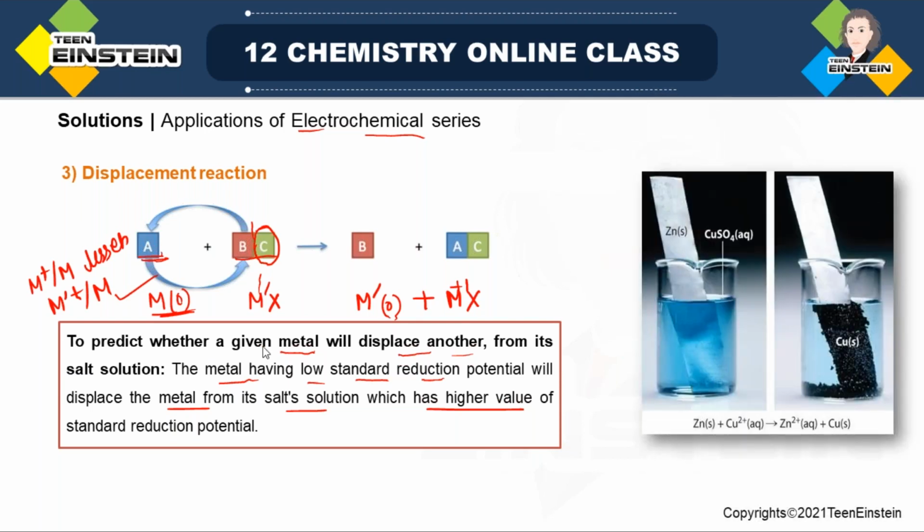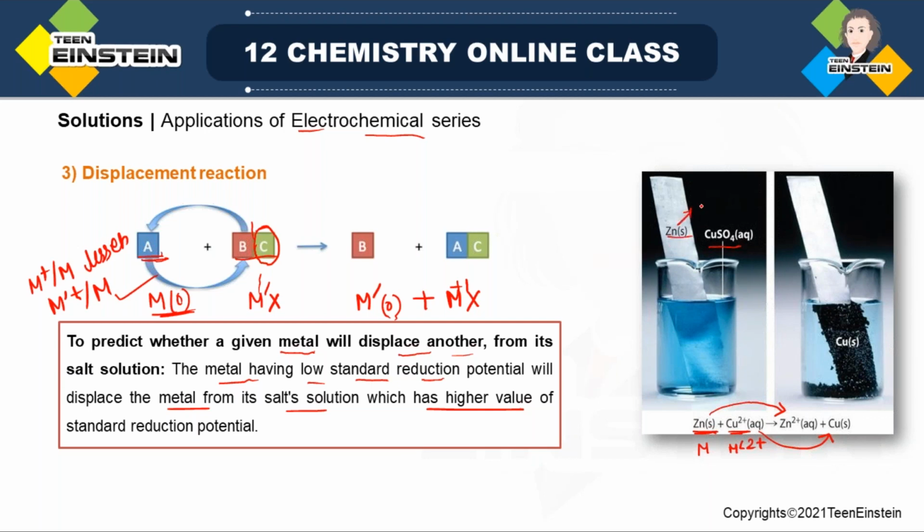Now if we look at the reaction example, we have started from zinc and Cu2 plus. So here this is M and this is M prime 2 plus. Whether zinc is oxidized to Zn2 plus and Cu2 plus is reduced to Cu0, that will take place or not, we can understand from the electrochemical series. Here we have taken copper sulfate aqueous solution, which is blue in color because copper 2 plus in aqueous medium is blue, and we have dipped a zinc strip.